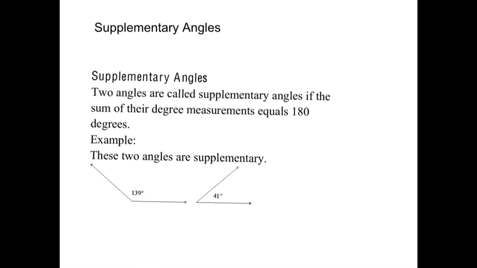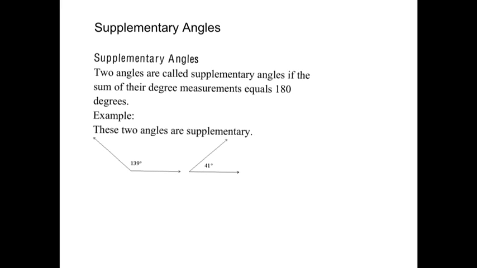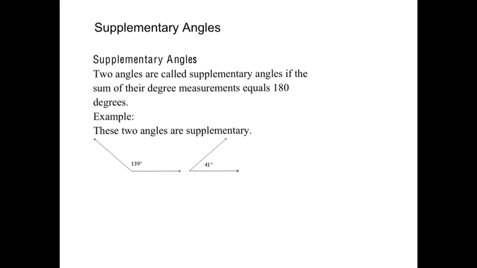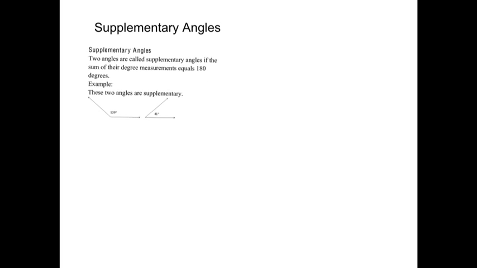Here's a definition. Supplementary angles. Two angles are called supplementary angles if the sum of their degree measurements equals 180 degrees. The example shows two angles that are supplementary. And why are they supplementary? Because they equal 180 degrees. Okay, let me reduce this definition just a little bit. We'll put it over there so we can draw a little. I love drawing.